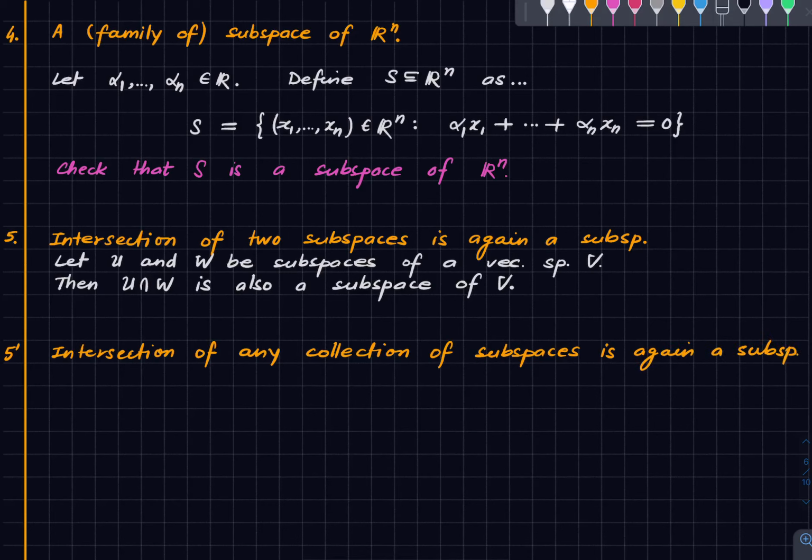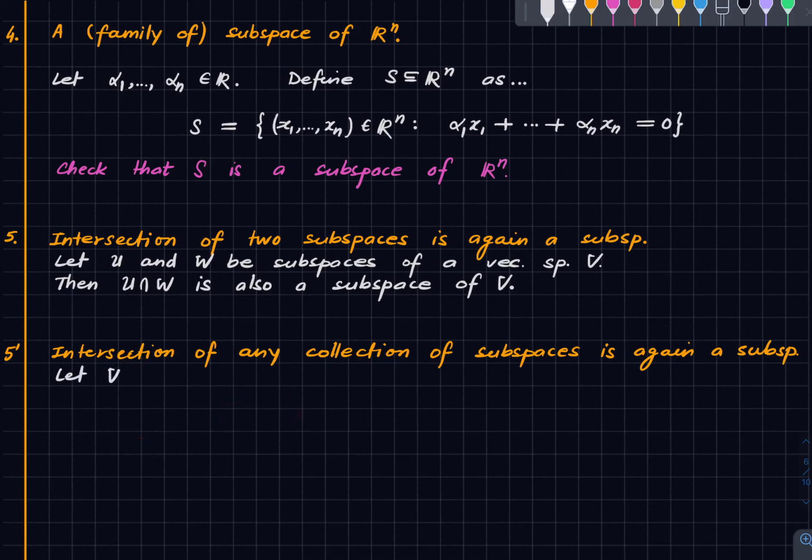So here we made the statement only for two subspaces, but the same can be said for any number, or any collection of subspaces. Suppose each U alpha is a subspace of some vector space V, so V is a fixed thing and everything here is a subspace of V. Then the intersection of all of them is also a subspace of V. Let me write that down.